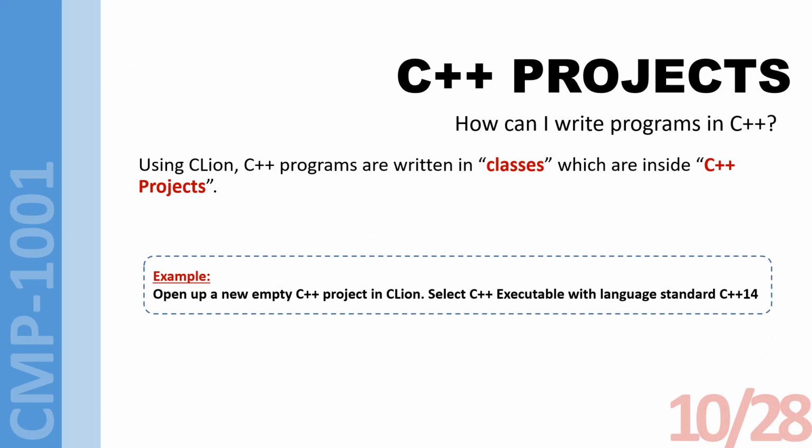Using CLion, C++ programs are written in classes, which are inside C++ projects. So let's open up a new empty C++ project in CLion and see how we can start typing our C++ code.